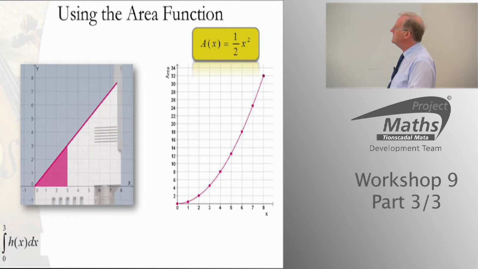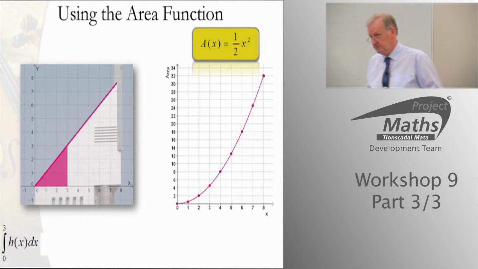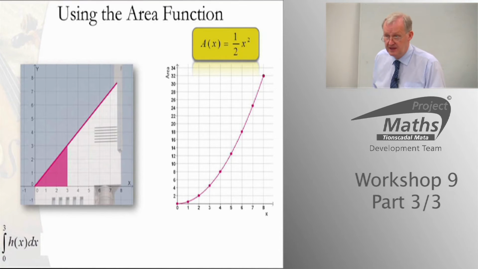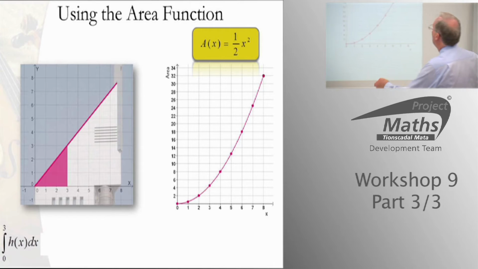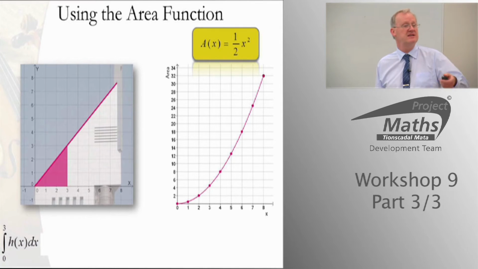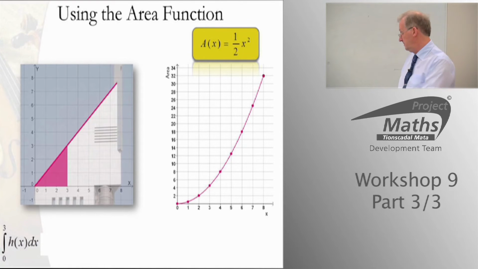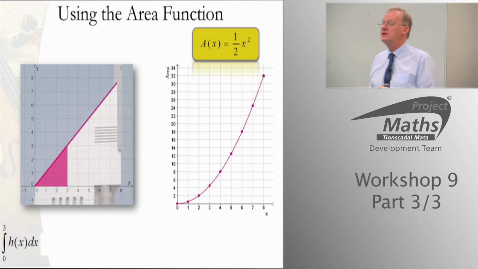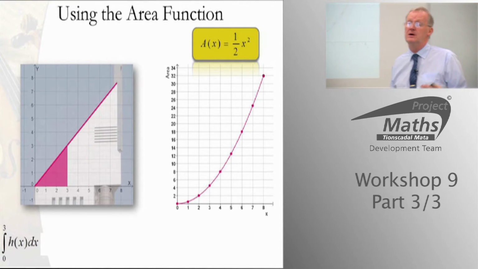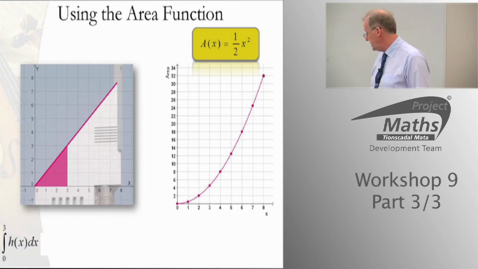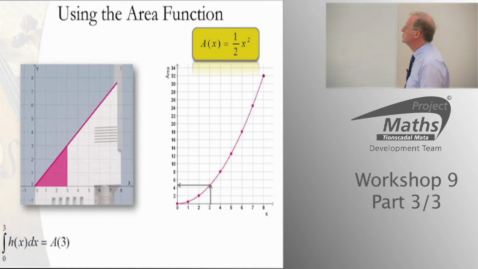So now we have this question to answer. Read it. And what's it saying? Find the area underneath that curve there between 0 and 3. That's really what it's saying. But we now have an area function. So what's the easiest thing to do? Plug 3 into the area function. In other words, get the value of the area function at 3.